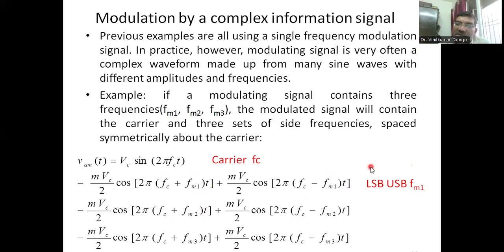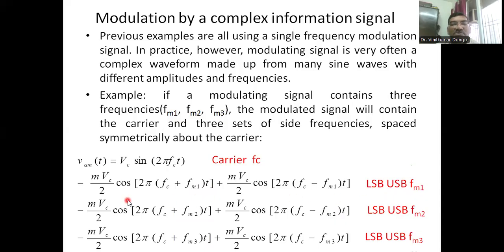So one frequency is done. The second frequency is FC plus, the rest of the formula is the same. Only the additional part is FC plus FM2. So here it is FM2, FC minus FM2. This is the lower sideband, this is the upper sideband for the frequency FM2. Similarly, for frequency FM3, lower sideband and upper sideband are there.